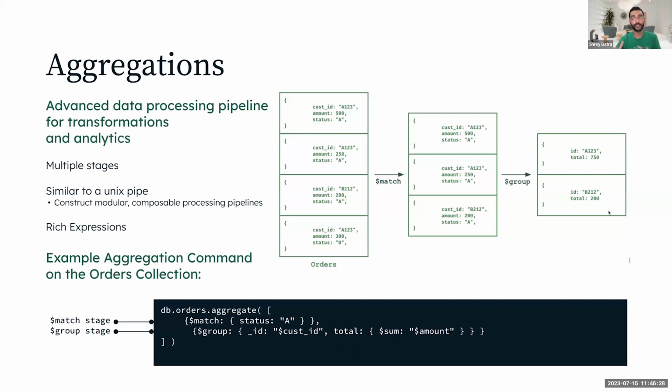So it's a pipeline with stages. Every stage modifies or does some processing and passes the output on to the next stage. This is how the aggregation framework works. Okay. I hope everyone is understanding these basic concepts.